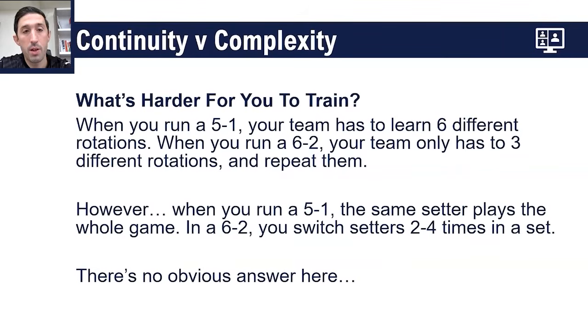And then you have this continuity versus complexity task. This is classic. People say this a lot. Hey, one of the advantages of a 5-1 is that it's going to be the same setter the whole time. There's a kind of continuity, a flow to that. It's kind of hard to define that statistically. So this is one of those things where it's a little bit more nebulous realm.